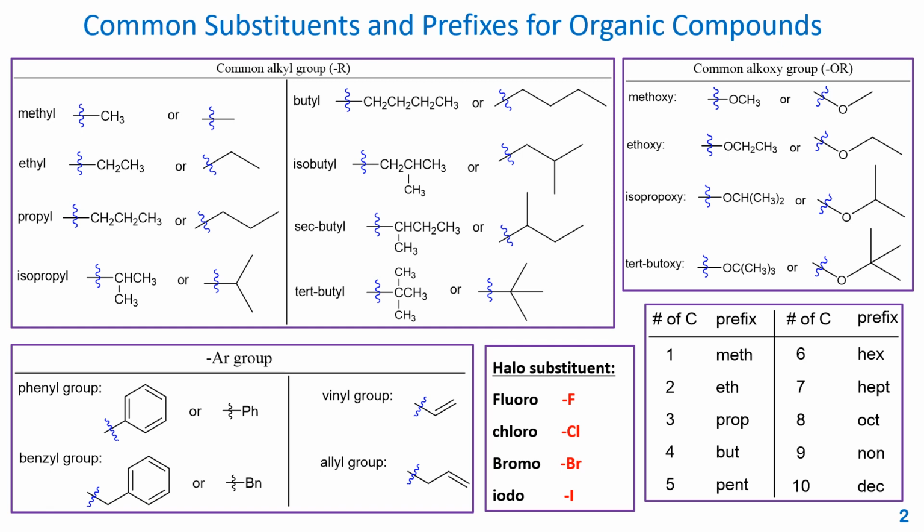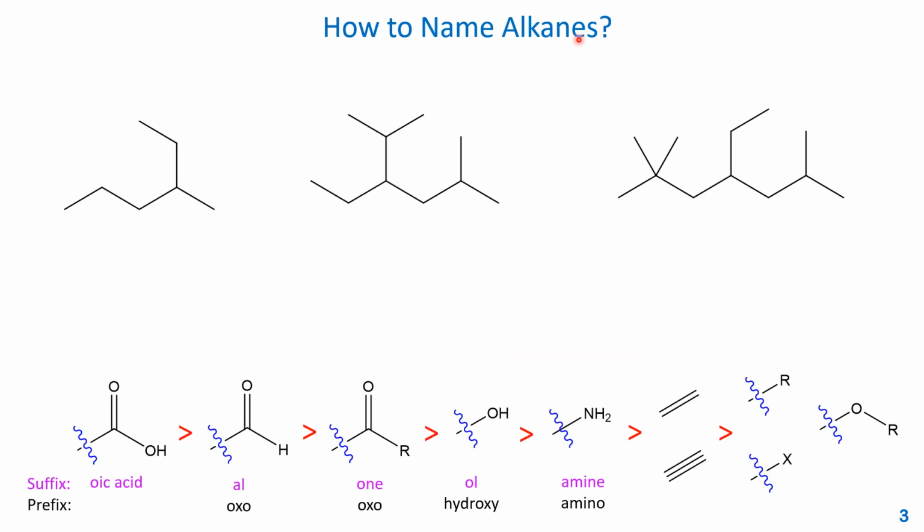Now, based on all this information, we can give you some examples. First, alkanes. Okay, alkanes have only hydrogen and carbon in the molecule. I'll give you 3 examples, and I also copy-pasted the priority order here just for convenience.